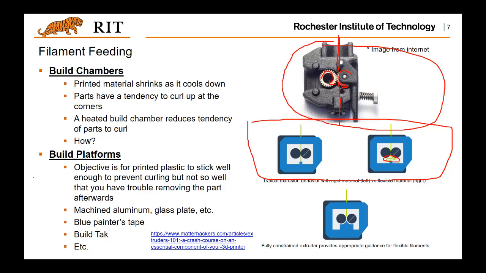And that's why some designs minimize the distance between these two driving wheels and this tube. So if you have a design like this, that means this distance is minimized, and that makes the filament go into this tube much more easily. But not every machine could handle this kind of flexible material well. It also depends on what kind of feeding mechanism it has. So there are two types.